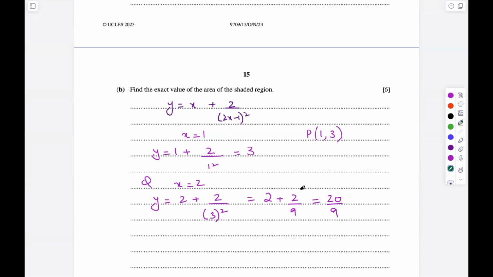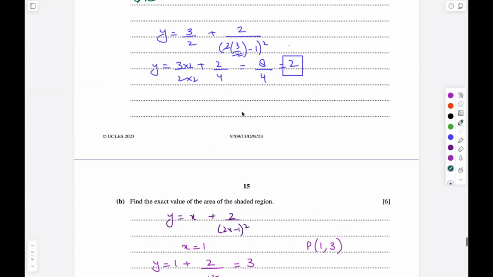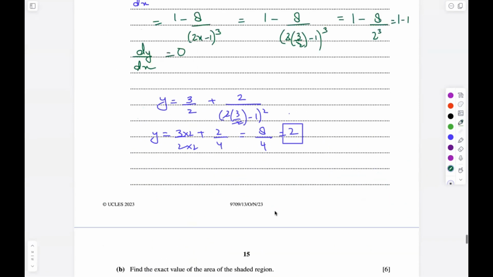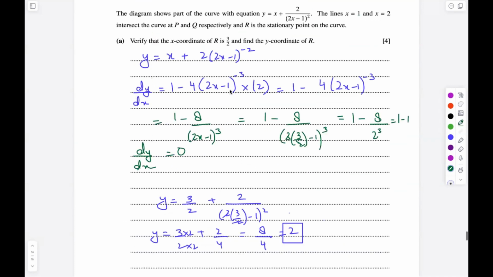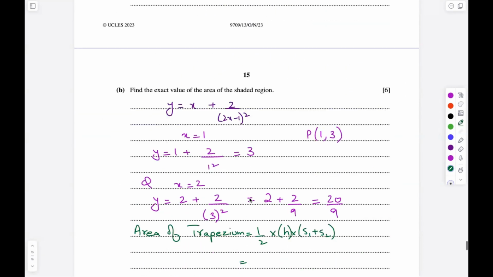Now, once we have the y coordinates, first we can find the area of the trapezium over here. The area of a trapezium is given by the formula half into the height into the sum of parallel sides, so side 1 plus side 2. Now the height in this case will be from 1 till 2, so the height is 1. The y coordinate of P was 3, and the y coordinate of Q was 20 upon 9. So the sum of parallel sides will be 3 plus 20 upon 9.